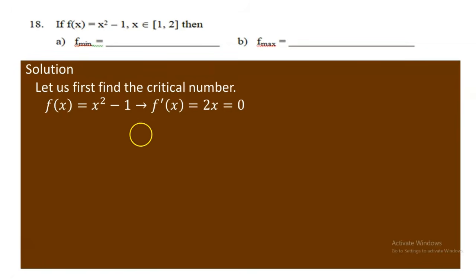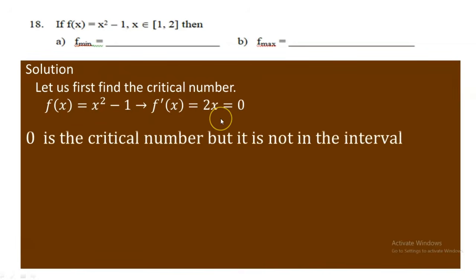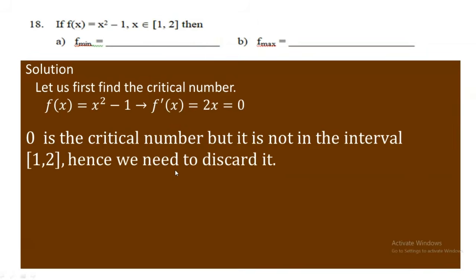So we need to determine that critical number, and for that, f derivative at x must be 0, right, to find the critical number. As you are differentiating this, you obtain 2x, and 2x must be 0. So from this, 0 is a critical number. Yeah, 0 is in the domain, but it is not within the interval, right? If it is not within the interval, we will reject that. So we simply consider 1 and 2. So when you substitute 1 there, it will be 0, because 1 squared minus 1 is 0.